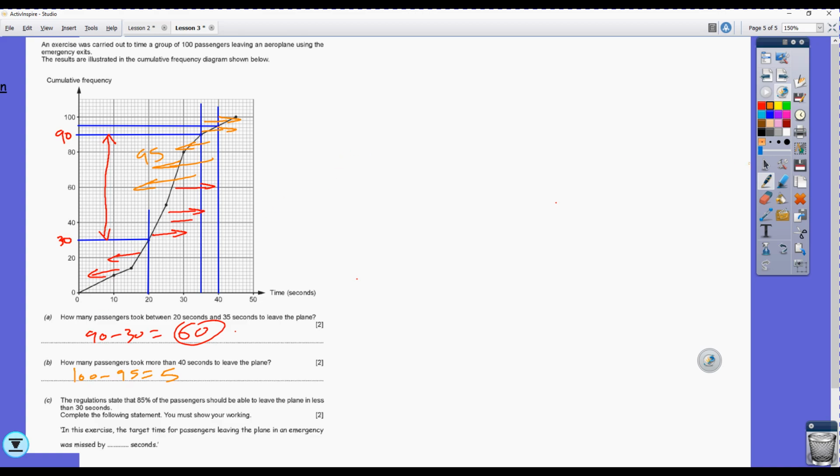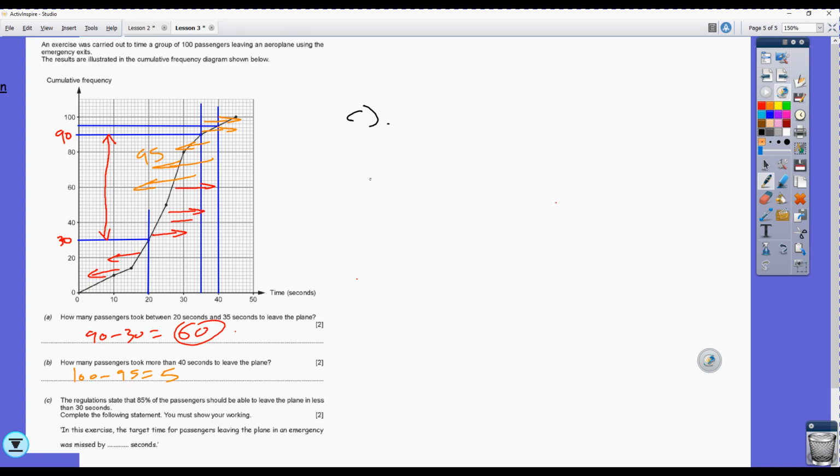And then part C is the sort of non-standard part. So I'll do that up here. So the regulations state that 85% of the passengers should be able to leave the plane in less than 30 seconds. We want to complete the following statement showing our working. So in this exercise, the target time for passengers leaving the plane in an emergency was missed by so many seconds.